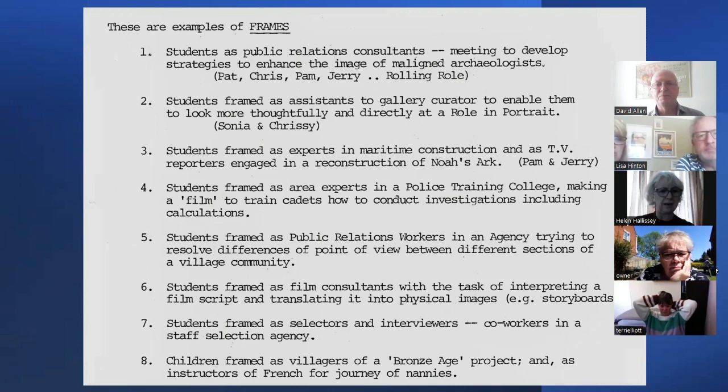Students framed as area experts in a police training college making a film to train cadets how to conduct investigations, including calculations.